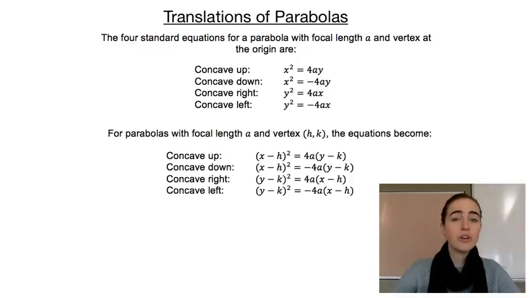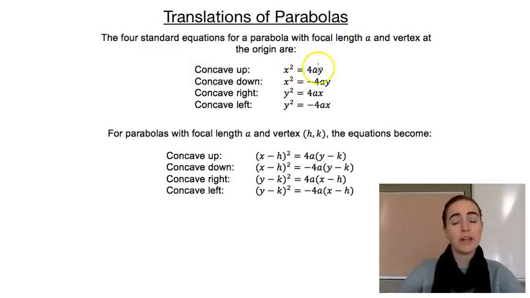So we're still going to call the focal length of these parabolas a. And we're still looking at parabolas that have a directrix that's parallel to either the x or the y axis. But now we're going to have a look at if the vertex has coordinates h, k. Then these four equations are going to stay fairly similar, but we're going to add in this minus h and minus k.